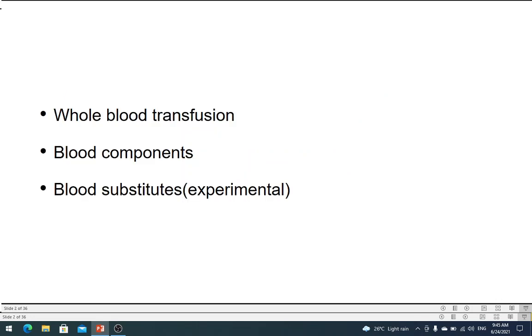So when we talk about blood transfusion, there are various ways in which you can do it. The commonest, or the one that was initially used, was whole blood transfusion. That is, you take the blood from one person and give it to another person, in the same quantity always. So that is called whole blood transfusion. Nowadays, this whole blood transfusion is very rarely used in the civilian setting.